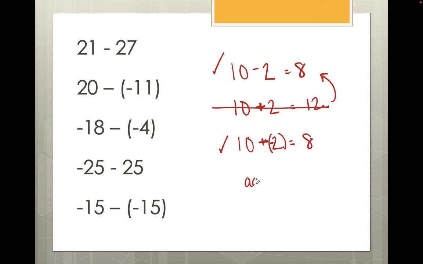So the idea is that we are going to add the opposite of that second number. So you can't just change subtraction to addition. 21 minus 27 is a completely different problem than 21 plus 27. So we need to change it to 21 plus a -27.